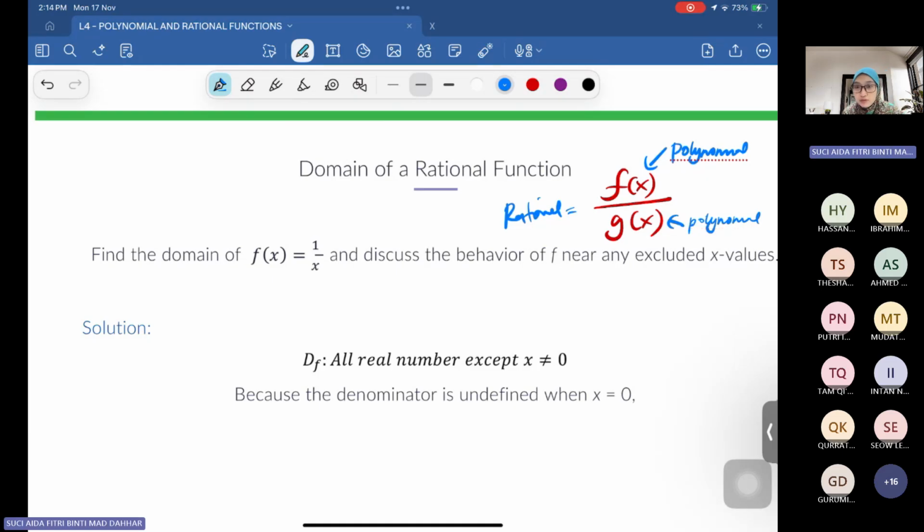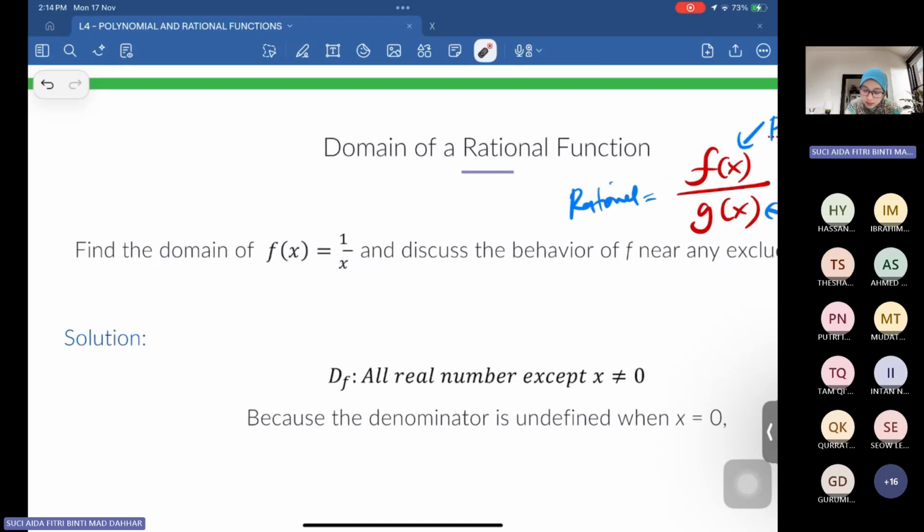Okay, and remember the definition of polynomial from before. The degree must be an integer and it must be positive. So you cannot have a negative degree, you cannot have a rational degree, the power cannot be rational, cannot be negative. Those are not polynomials.